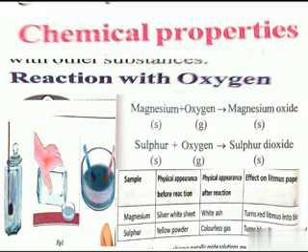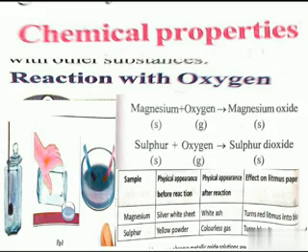At the same time, we are burning sulfur. Sulfur also combines with the oxygen present in the atmosphere and forms sulfur dioxide. Sulfur symbol S, oxygen formula O2. These two combine and form sulfur dioxide, formula SO2.